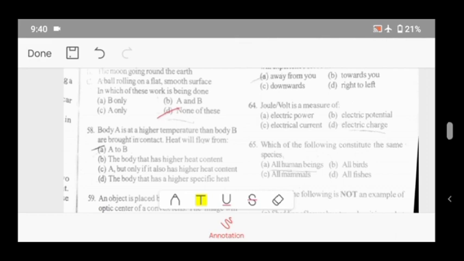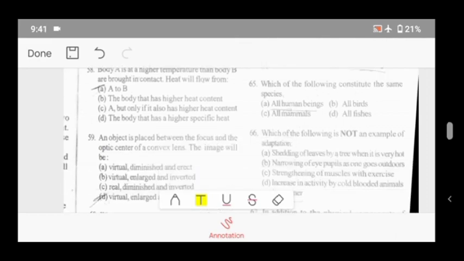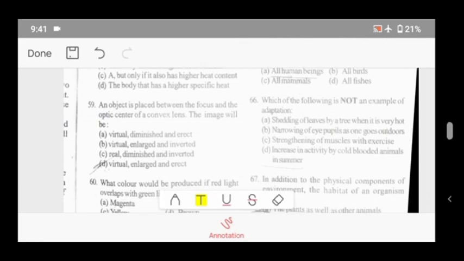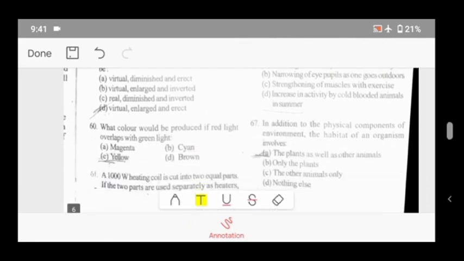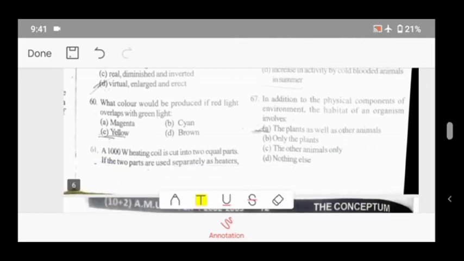Okay. An object is placed between the focus and the C. Here, it is a convex lens. If you have learned the table, it will be easy for you to find the answer. So here the answer will be D. Okay. Which color would be produced if red light overlaps with green light? So the answer will be C.